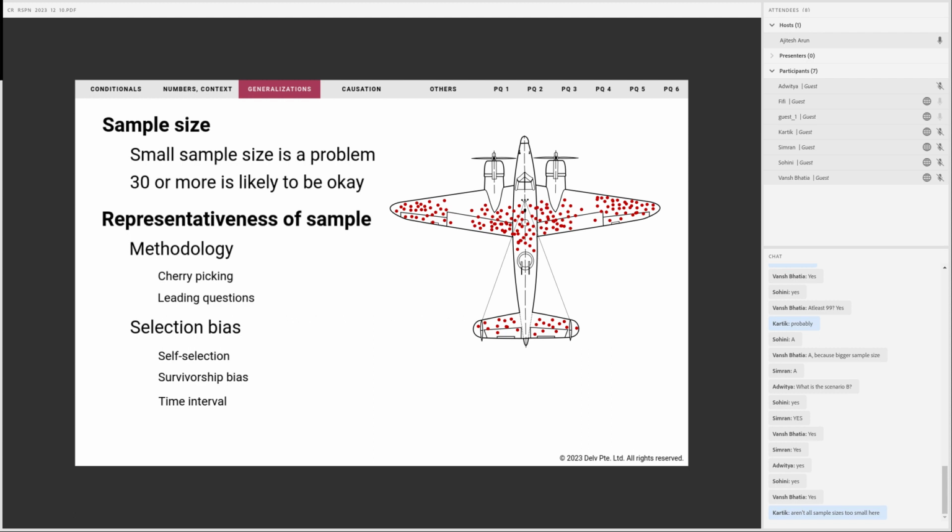What do you guys think about this? Is that the correct thing to do? I was very surprised when I heard the answer. I'm not sure how you guys will think about this. So, should they add armor to the areas that are the weakest? Sorry, not the weakest, that have been hit the hardest in the planes that have come back.